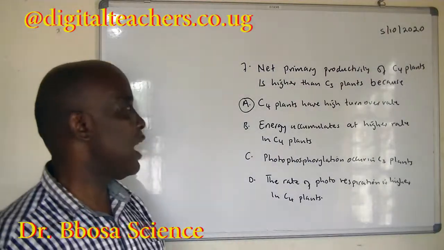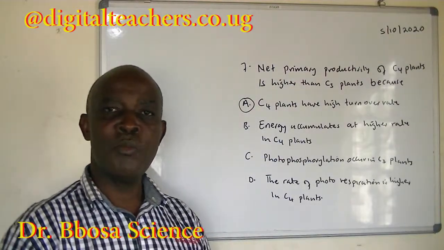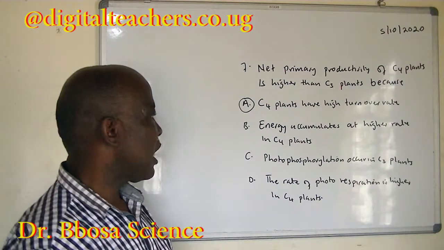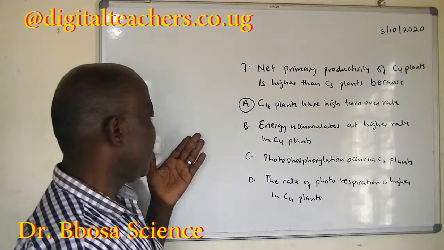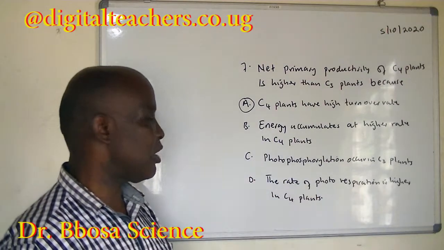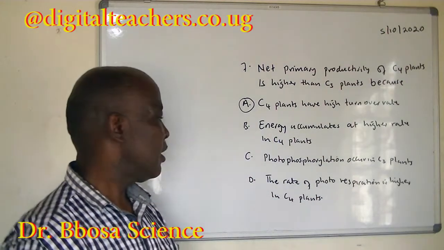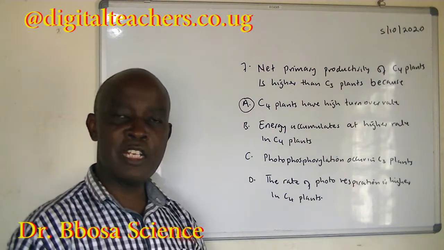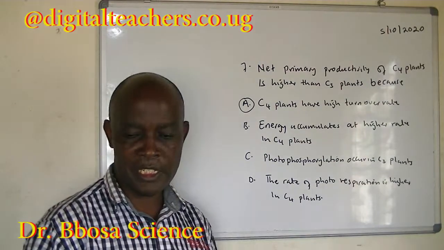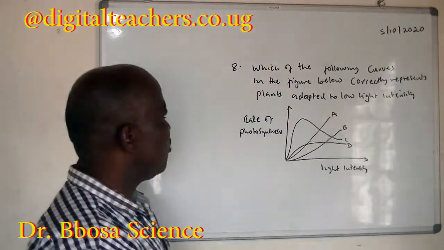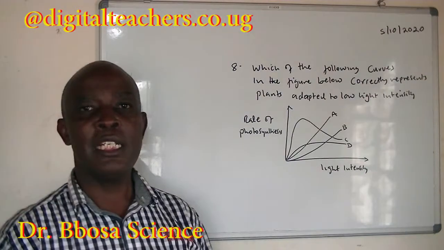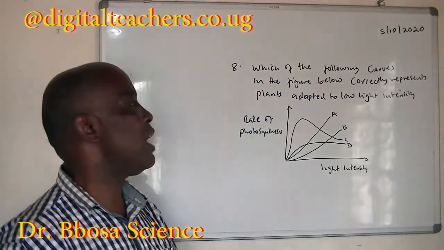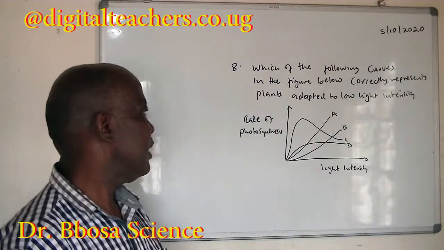C4 plants have got high turnover rate because PEP carboxylase has got higher affinity for carbon dioxide. The rate of photorespiration is usually higher in C3 plants because PEP carboxylase in the C4 plant does not accept oxygen.